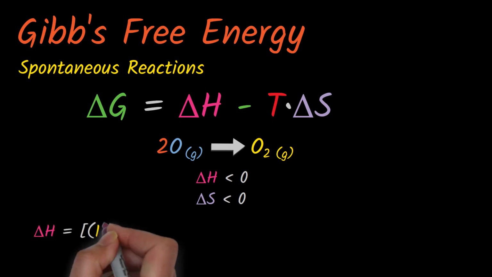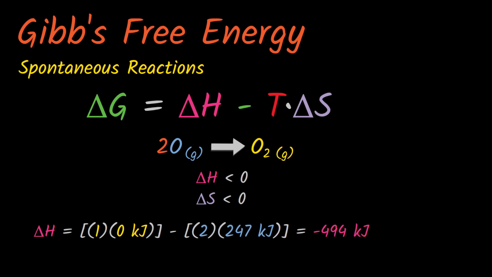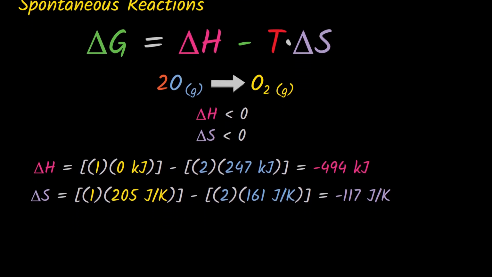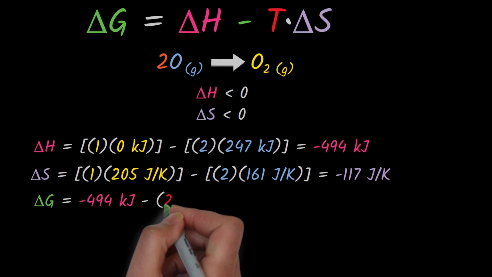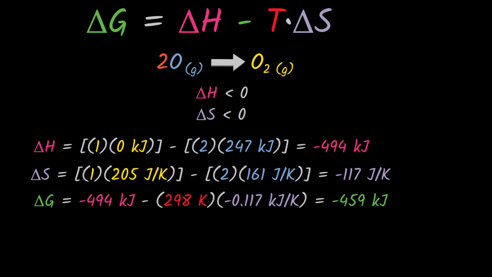For enthalpy, we subtract the reactants from the products using our standard values, and we get negative 494 kilojoules. For entropy, we can do the same for the standard entropy values, and we get negative 117 joules per Kelvin. Now, we put those into our Gibbs free energy equation, where the free energy equals the enthalpy change minus the change in entropy times the temperature in Kelvin. We get negative 459 kilojoules, so the reaction is spontaneous.